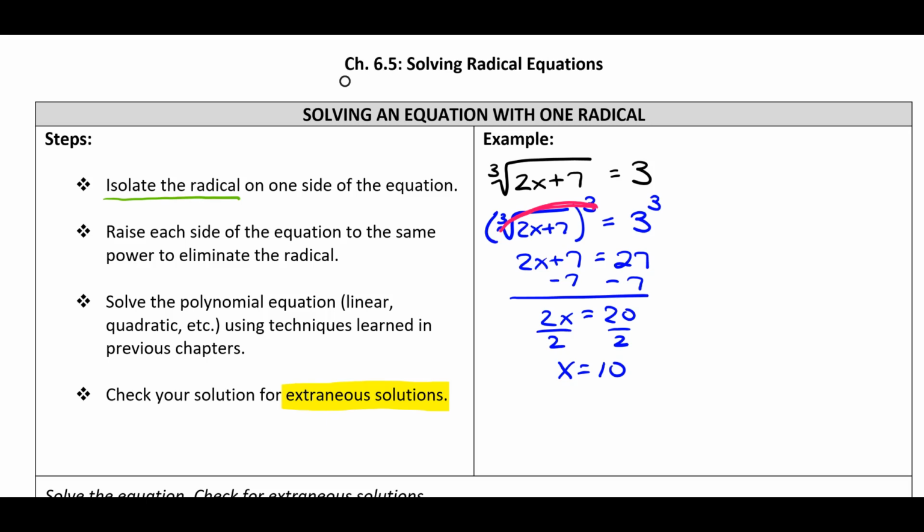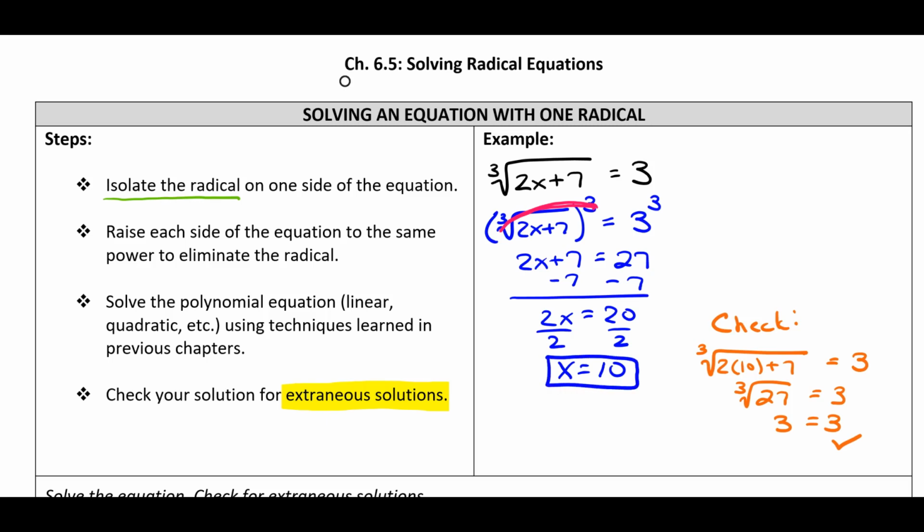So that's the next thing we're going to do. We're going to check the solution by plugging 10 back into the original problem. The cubed root of 2 times 10 plus 7, is that going to equal 3? Well, 2 times 10 is 20, and 20 plus 7 is 27. The cubed root of 27 is 3, and 3 equals 3. So this works. I did this by hand, but you can just as easily check it using a calculator. Just plug it in, but you've got to make sure it works. Since this answer is correct, we're going to box it. We have one solution for this particular problem.